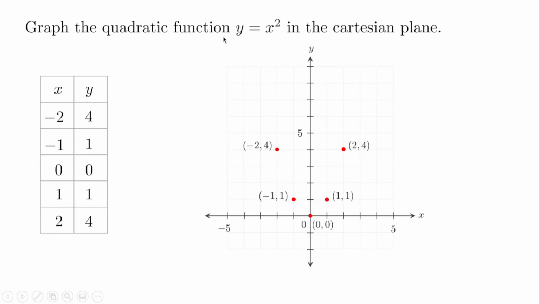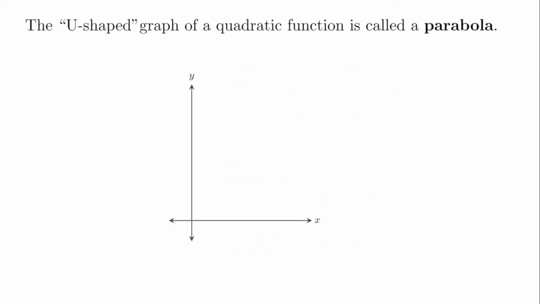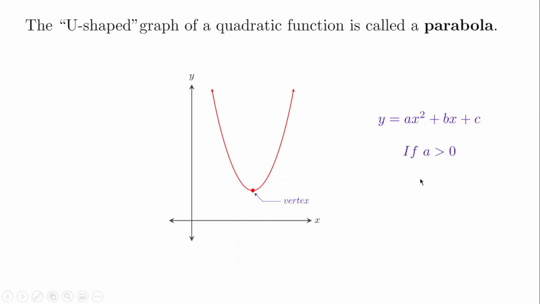At para mag-graph natin yung function, pagdudugtungin lang natin yung mga points na na-plot natin gamit ang isang smooth curve. Okay? So, yung U-shape na graph, that is the graph of y equals x squared. So, the U-shaped graph of a quadratic function, that is called a parabola. At yung turning point ng graph, so that is called the vertex.